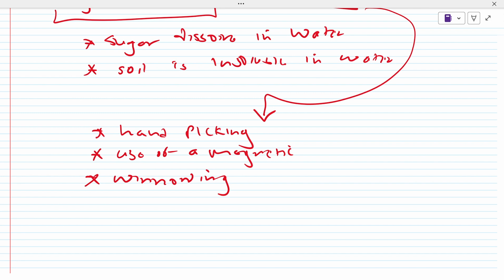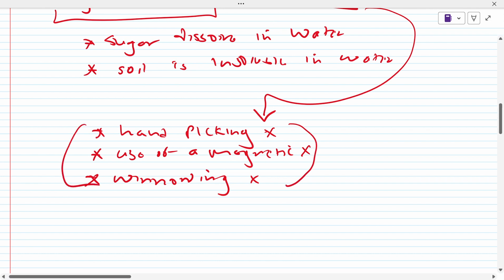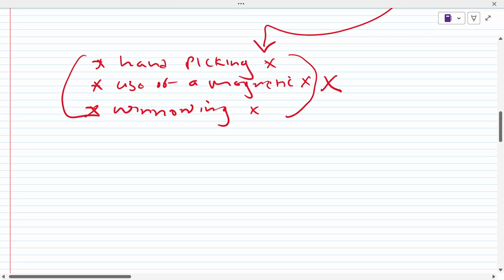But now I can't use hand picking to pick soil. That's the first thing. If you look at my sugar and soil, there is no use of a magnet. If you look at soil and sugar, I can't use winnowing. So meaning, however much it is a solid-solid mixture, I have to involve another technique to help me separate these two. So the first thing I'm going to say, all these solid-solid mixture separation techniques are null and void, and I can't use them. So the thing I'm going to do, I'm coming back to the properties.